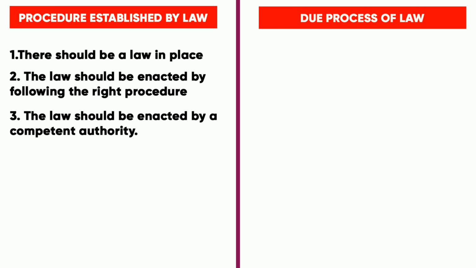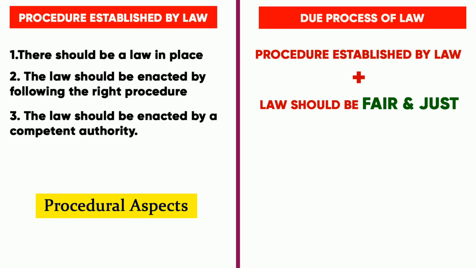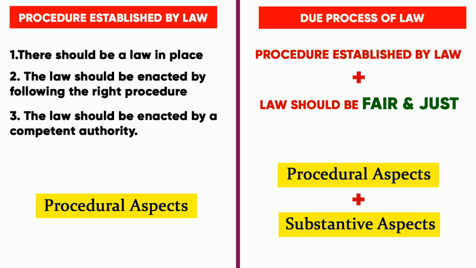That is, the Parliament. Under the concept of due process of law, the law should fulfill the following objectives. 1. The law should be fair and just in its procedural aspects. 2. The law should also be fair and just in its intention or the end result. Thus, the procedure established by law deals with the procedural aspects alone, while the concept of due process of law deals with both procedural as well as substantive aspects.